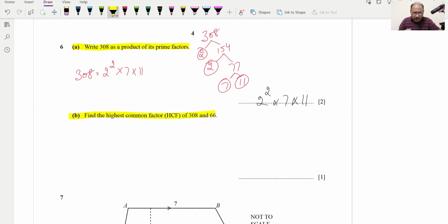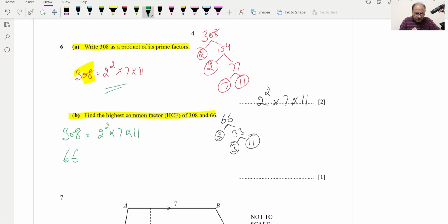B part, find the highest common factor HCF of 308 and 66. 308 we have already done. Now we have to do 66. For 66 we can check 2 and 33, then 3 and 11. So this will be the prime factors for 66. Now we can write 308 is equal to 2 raised to the power 2 into 7 into 11, which we have done in the previous part A.